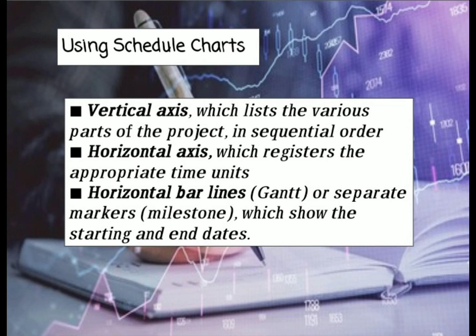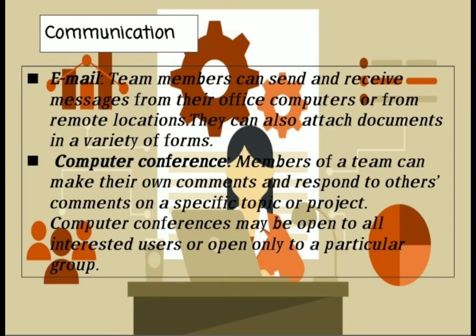Next is using schedule charts, which includes 3 parts. The vertical axis, which lists the various parts of the project in sequential order. The horizontal axis, which registers the appropriate time units. And the horizontal bar lines, which show the starting and end dates. Let's proceed to communication that can be done through email, computer conference, and groupware.